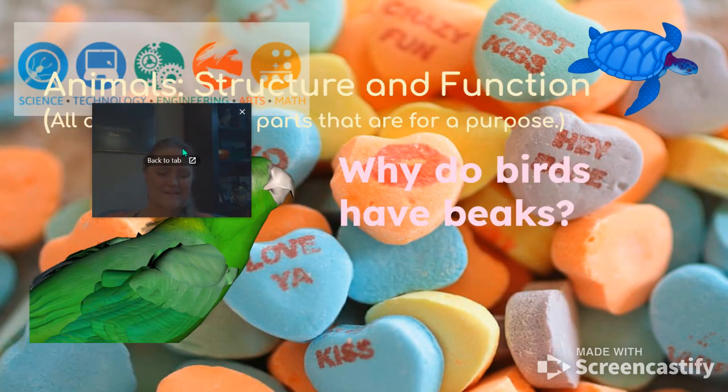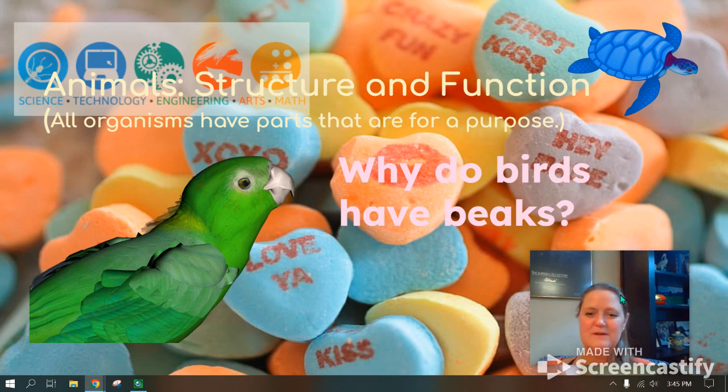Okay, and for STEM this week, we continue our animal study, the structure and function that all organisms have parts that are for a purpose. So we're going to answer the question this week, why do birds have beaks?